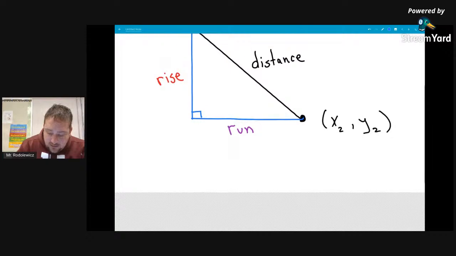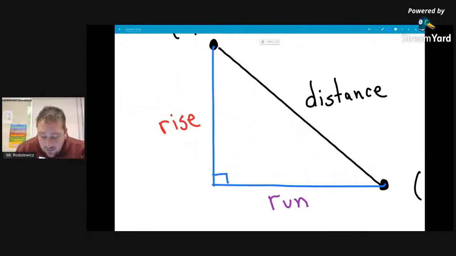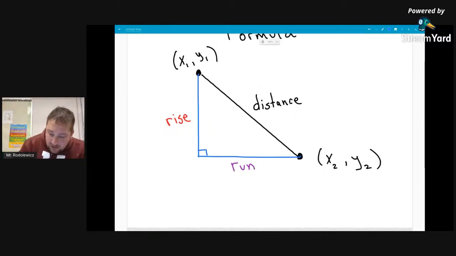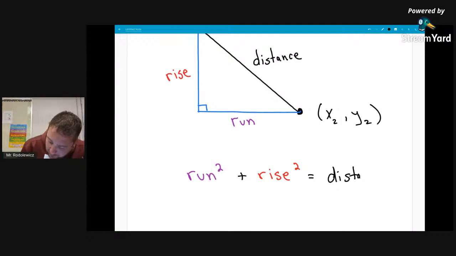So for a moment, if I just focus in on this right triangle, leg squared plus leg squared equals hypotenuse squared. Let's change the words from legs and hypotenuse to what we see. We can write run squared plus rise squared is equal to distance squared. That's literally the Pythagorean theorem, just not using the words leg and hypotenuse, using what's in our diagram.